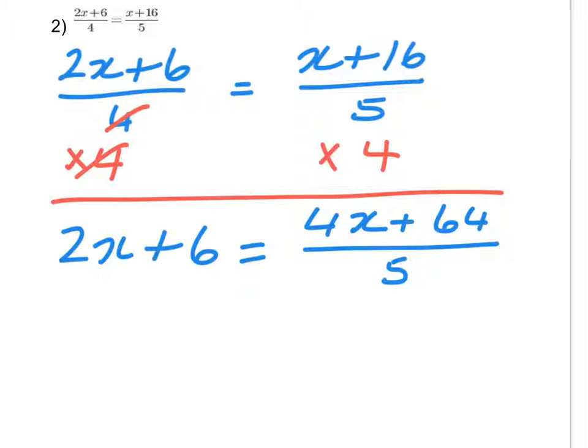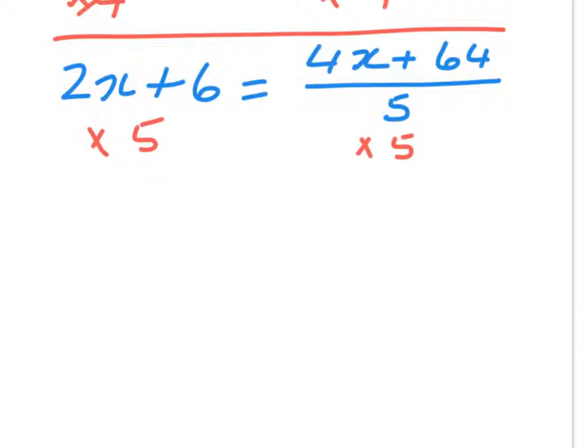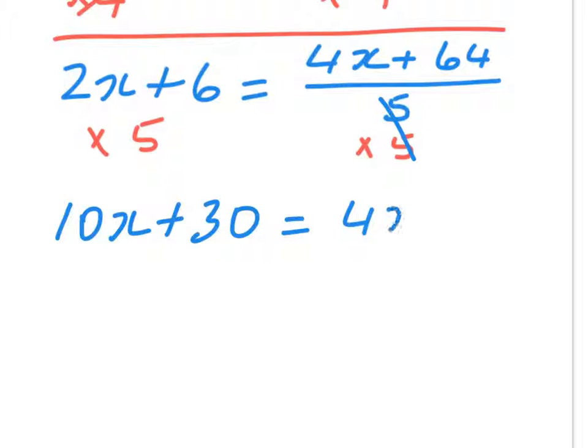over 5. Now, again, that 5 on the bottom is a problem, so I'm going to multiply both sides by 5, because multiplying by 5 will reverse this division by 5. But I have to do it to both sides. So what am I going to get? I'm going to get 10x plus 30 equals, now remember they're just going to cancel each other, 4x plus 64.